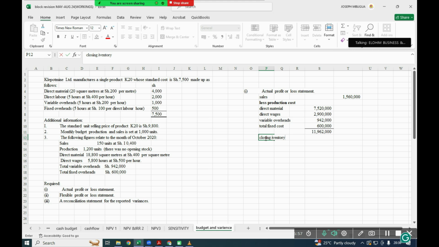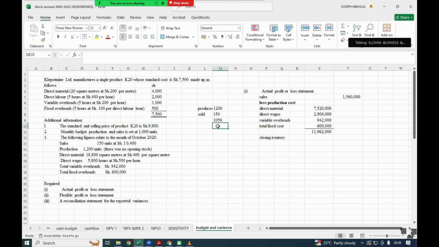So the closing inventory that we have, we shall calculate. Remember the production: we produced 1,200, and we sold 150. So we shall have the balance, which is the closing of 1,050. Yeah, our closing will be the 1,050 as our closing inventory.